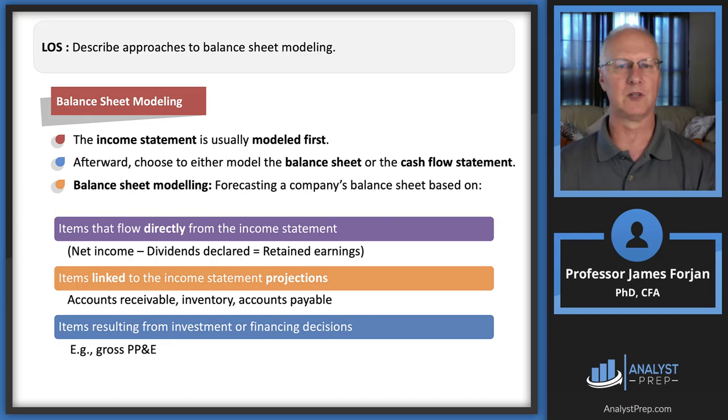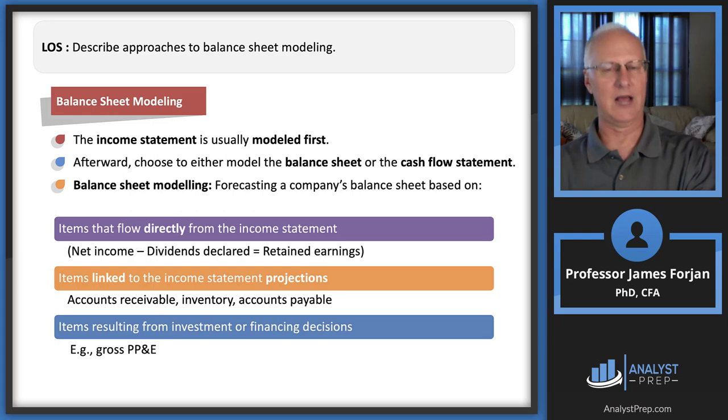All right, so let's look at some of these colored block points. So look at the purple one. Items that flow directly from the income statement. So there's net income, and we take out the dividends. So there's our ultimate retained earnings.